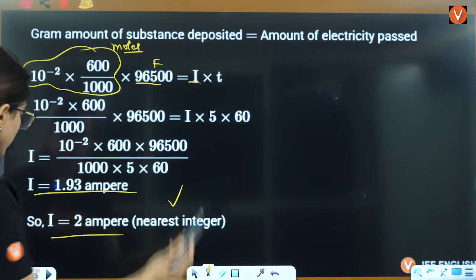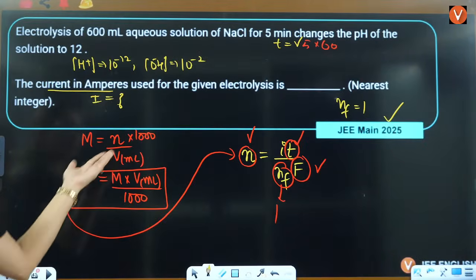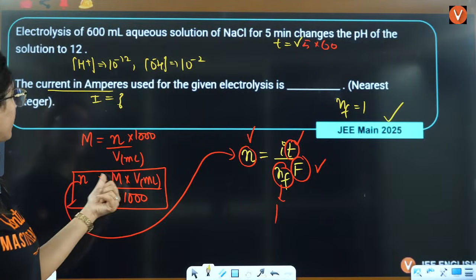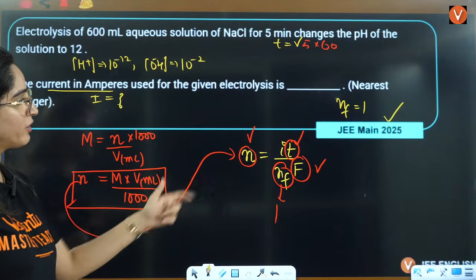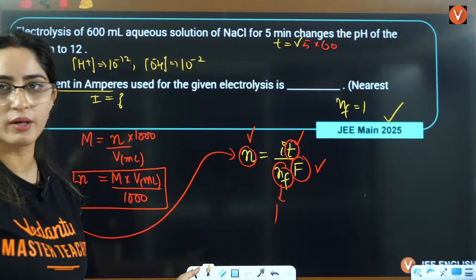Similarly, what I have just told you, just put all these values here. Volume is given to you. Molarity is 10 raised to power minus 2. Put it here, put all the values and you will get your answer.